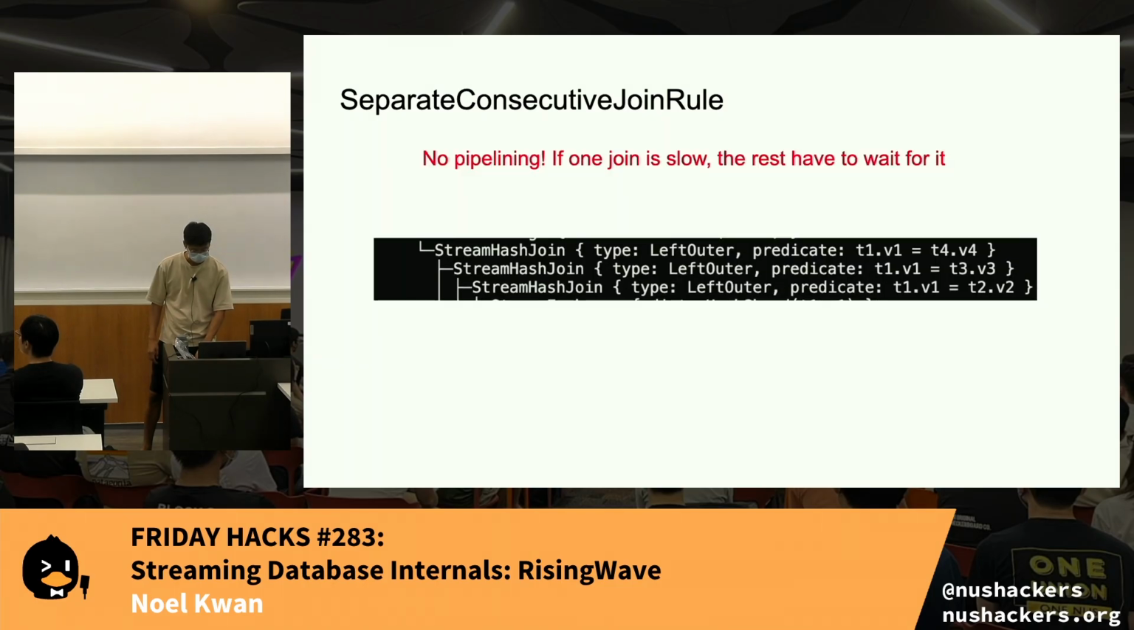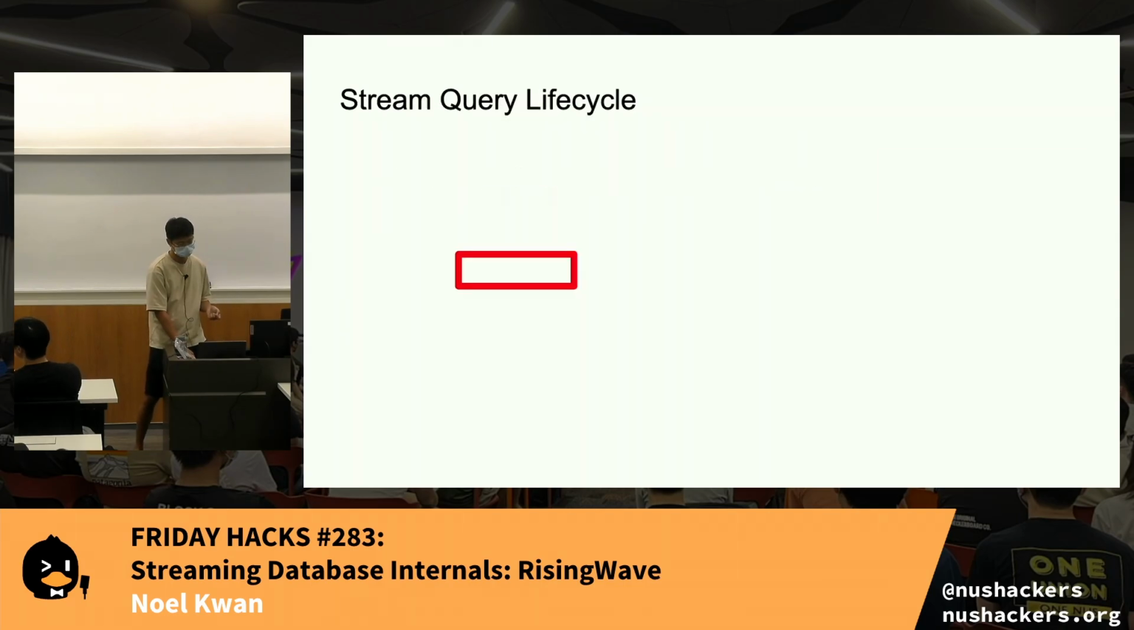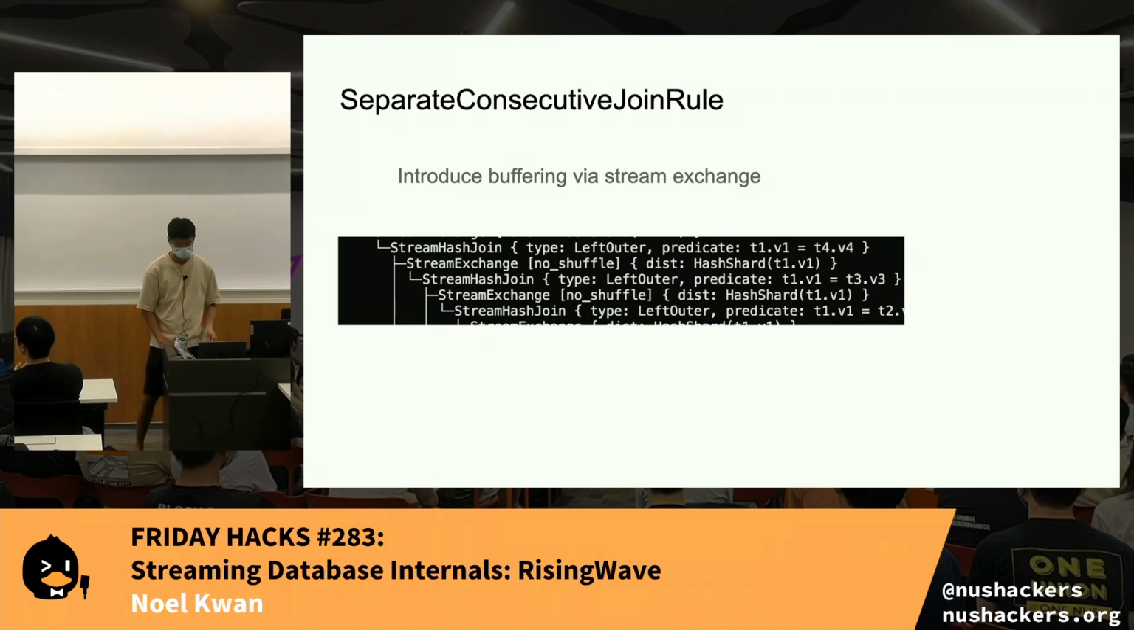The problem is that there is no pipelining. You see all of these are directly linked to each other. Because of our execution model, we have to wait for one poll on the actors in order for there to be any progress forward. So if one join is slow, the rest have to wait for it. So we introduce buffering via stream exchange. You can see the stream exchange nodes; they also serve as buffers. That helps with pipelining and avoids being blocked on specific joins.